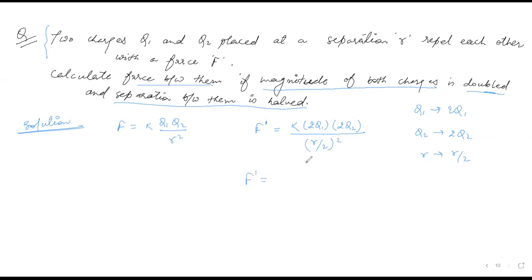Now, F dash is equal to 2 into 2 will be 4. We are taking the 4 from outside: 4K Q1 Q2 over R over 2 square, which is R square over 4. This 4 you will transfer from denominator to the numerator. You got 4 into 4 will be 16K Q1 Q2 over R square. This part is F. So we can write F dash is equal to 16F.